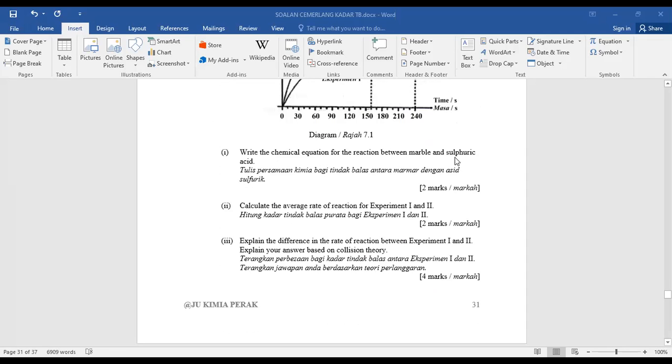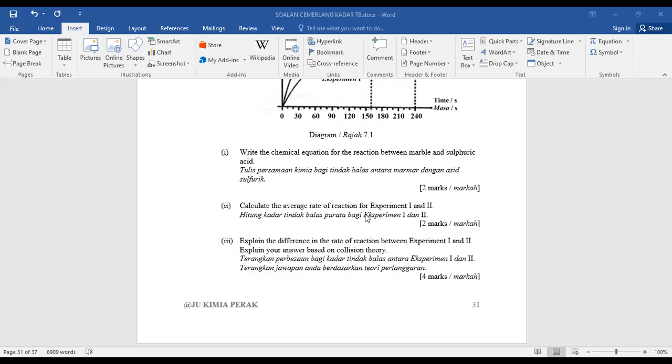The next part of the question asks you to write the chemical equation, calculate the rate of reaction, which is the average rate of reaction. And for part 3, explain the difference in the rate of reaction based on the collision theory.